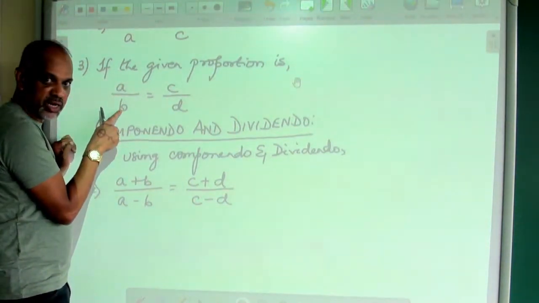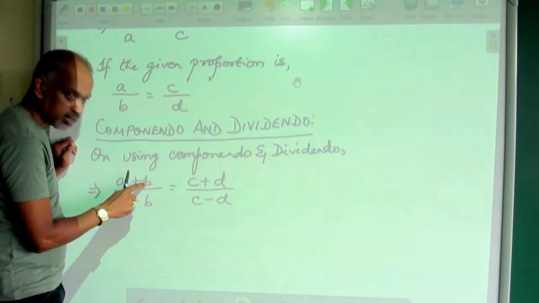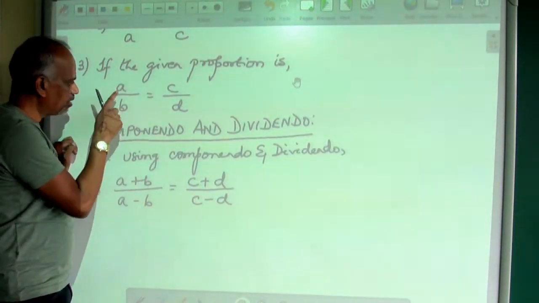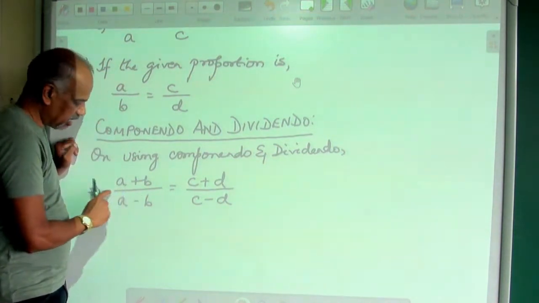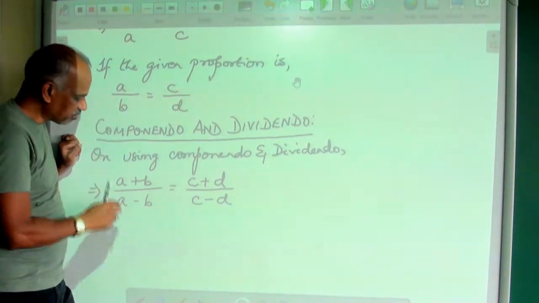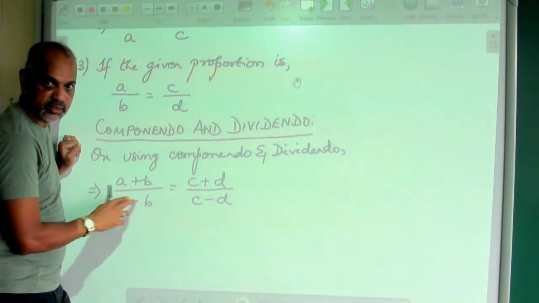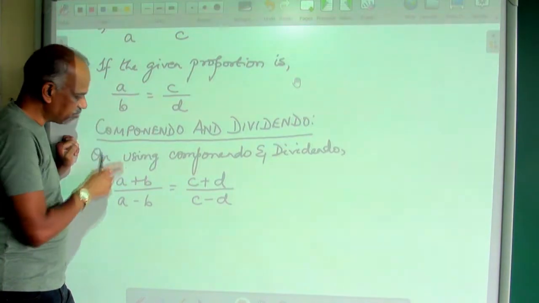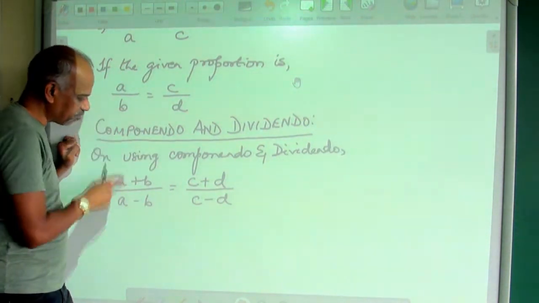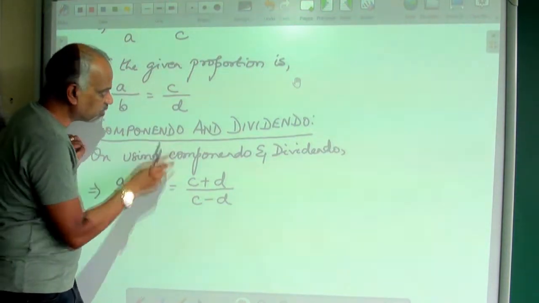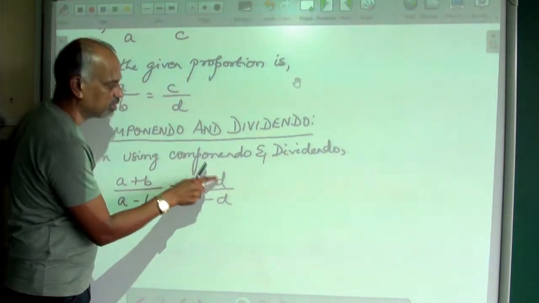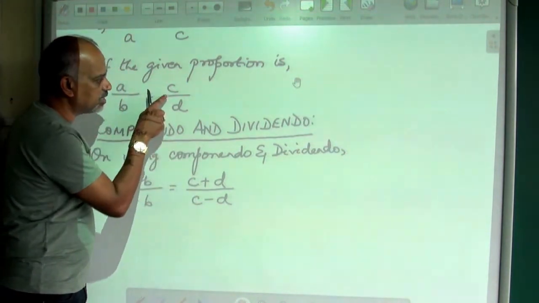Numerator plus denominator, that you will write in the numerator, that is A plus B. You will add both of them. A plus B in the numerator divided by, subtract the numerator and the denominator, A minus B, that goes to the denominator. First you will add A plus B and in the denominator you will subtract both of them, A minus B, is equal to, do the same thing here. In the numerator it will be C plus D, add both of them, and in the denominator C minus D.